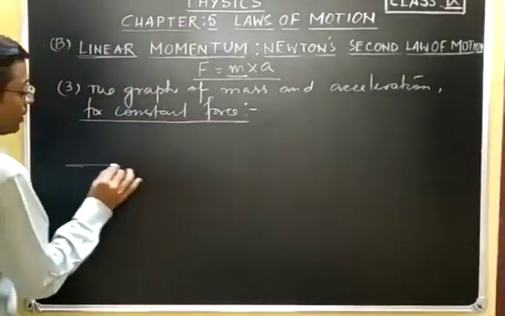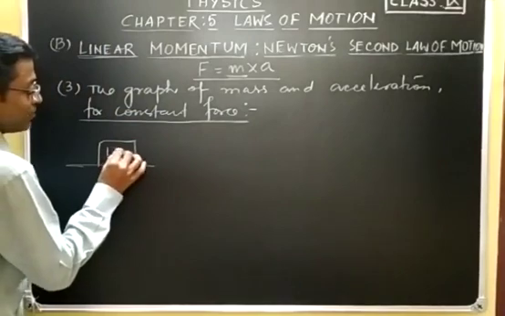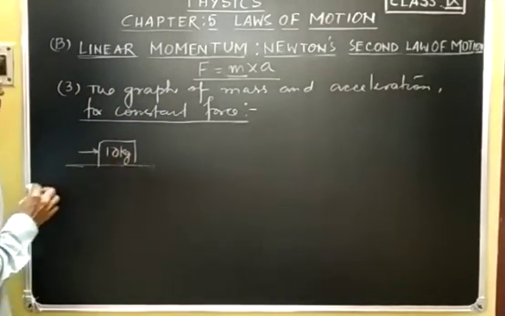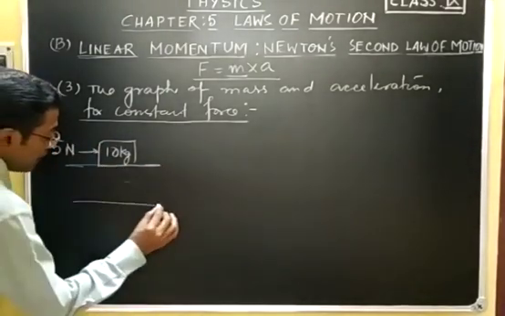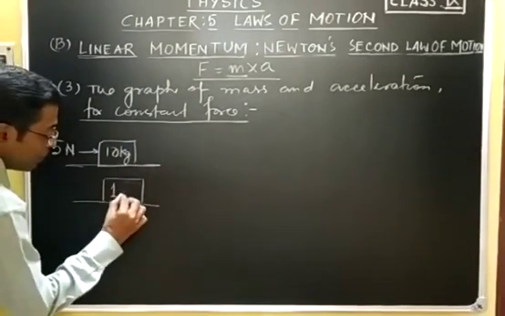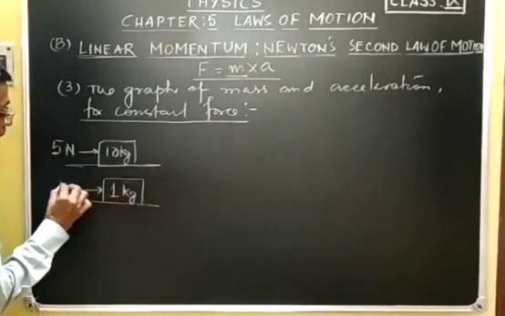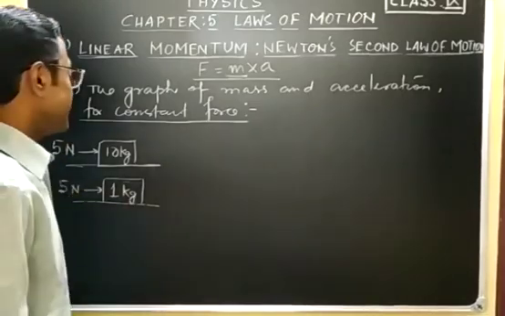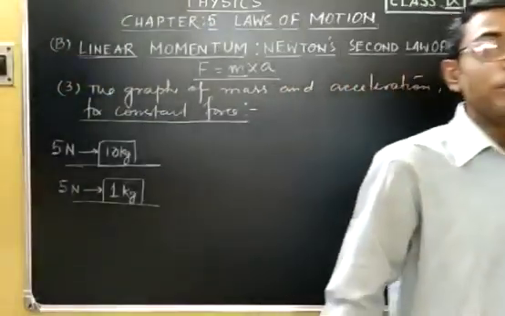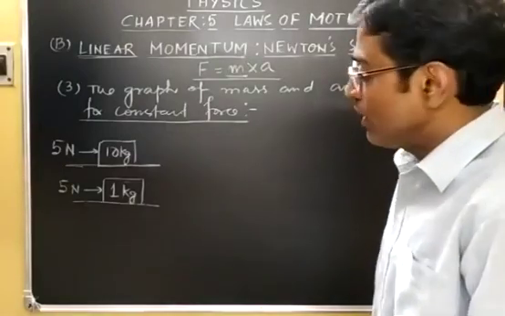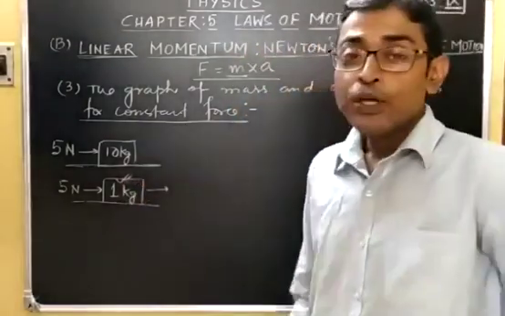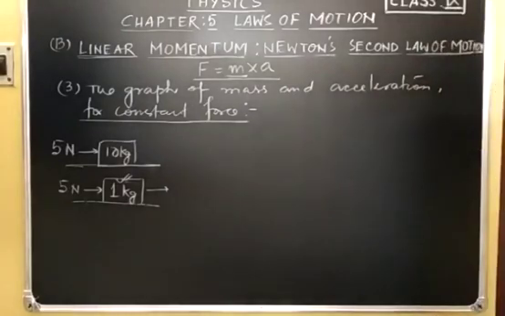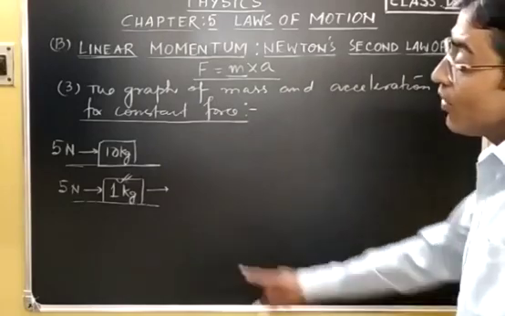Now see here, I have applied force. Again I am taking 10 kg, I have applied a force of 5 Newton on this body, and again I have taken another body having mass 1 kg and I have applied a force of 5 Newton. Now my question is, in which case will the acceleration be greater? Which body will acquire more velocity? Definitely you can see the lighter body will acquire more acceleration than this one. So we can conclude, the lighter the body, the more will be the acceleration, and the heavier the body, the less will be the acceleration for constant force.